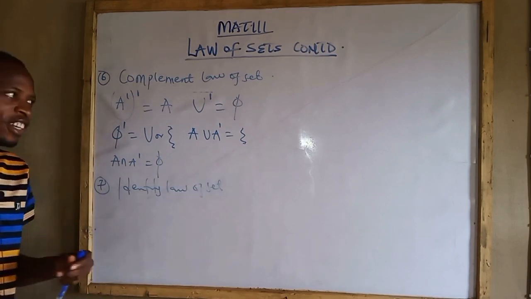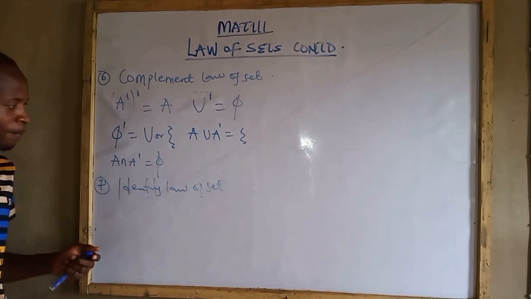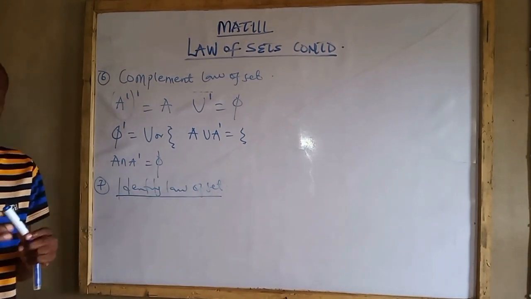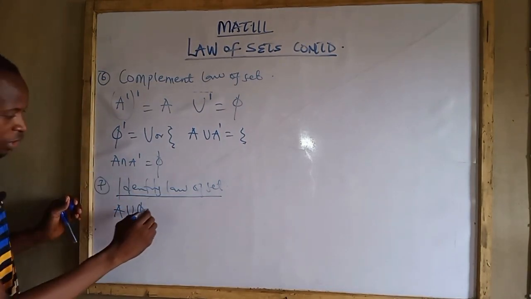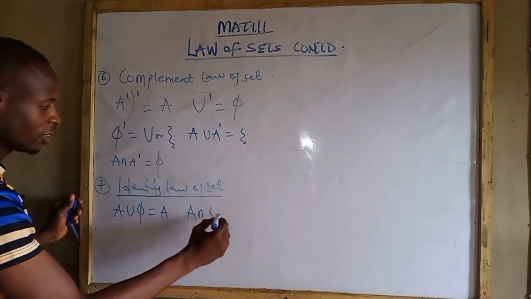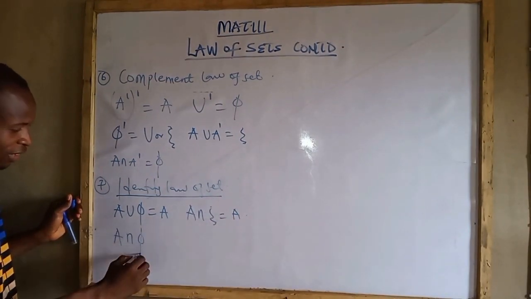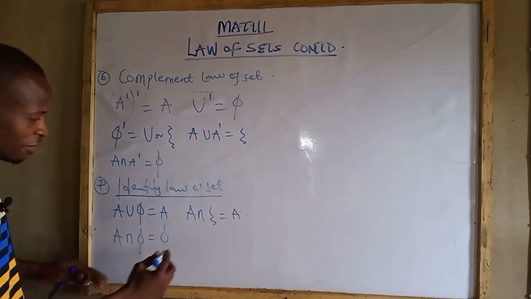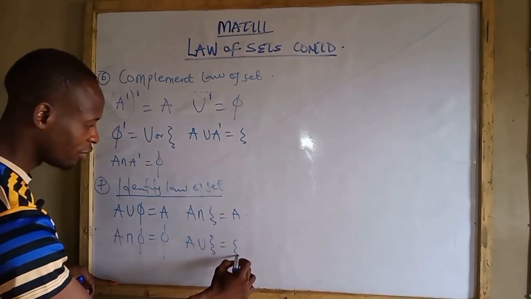Then the last law, which is known as the identity law of set. Now my marker is very bad, and due to time I need to complete this today. Okay, so the identity law of set. Now this law is also very precise. When you have A union empty, it will give A. When you have A intersection universal, it will also give A. But when you have A intersection empty, it will give empty. Are we together? Then when you have A union universal, it will give universal.